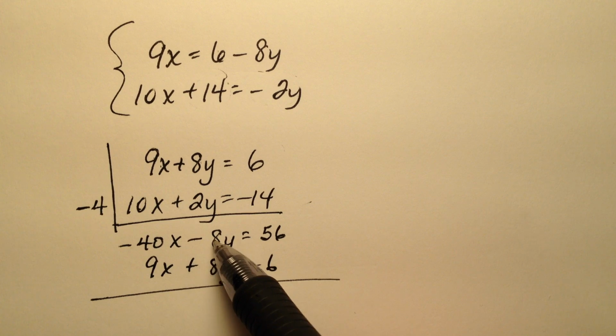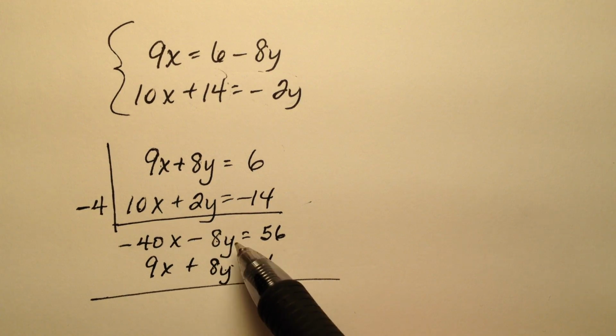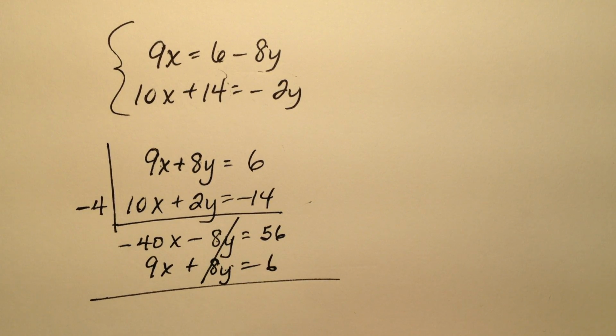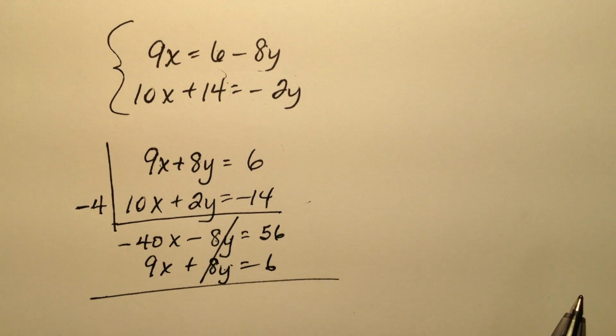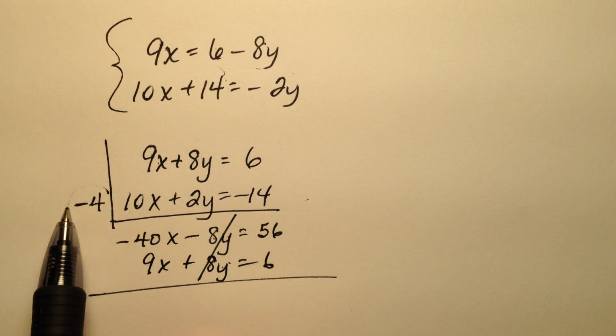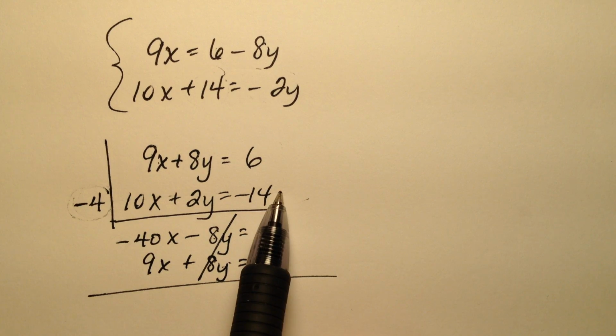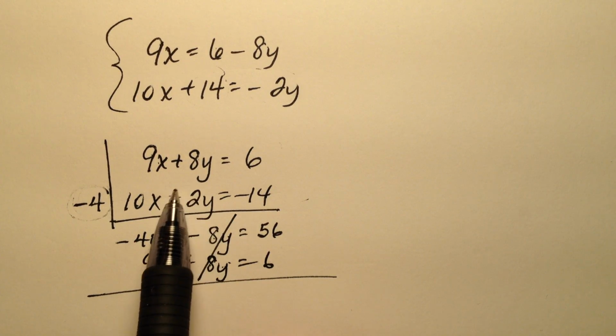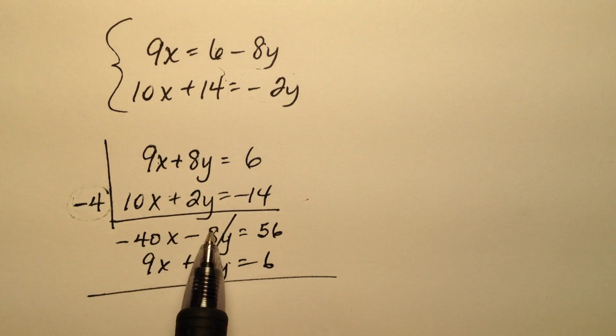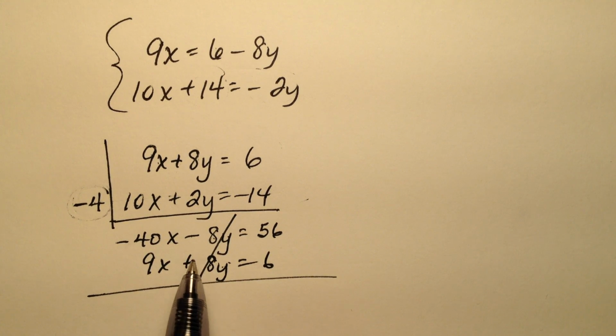So when I write down my unchanged first equation, I notice that my y variables are ready to be eliminated, negative 8y and positive 8y. So when I add these two equations, the y's will be eliminated. So that was the point of multiplying by a negative 4, to ensure that the coefficients of my y's would be equal in number but opposite in sign.